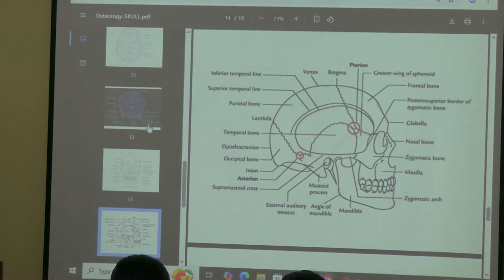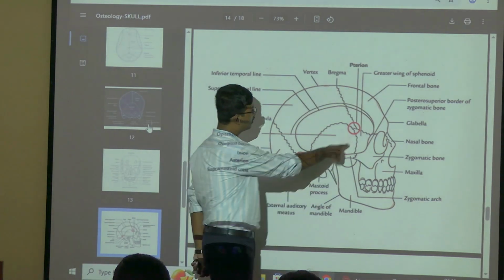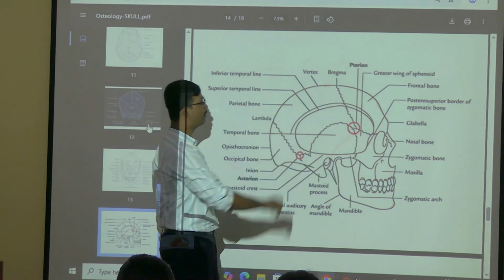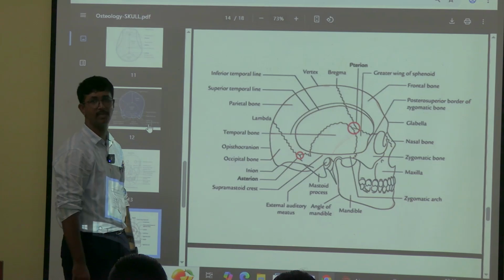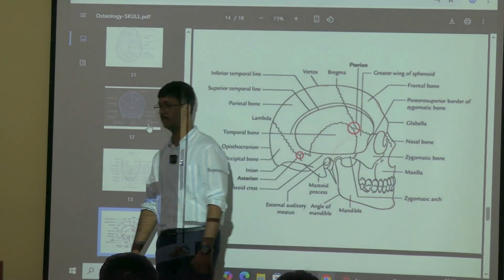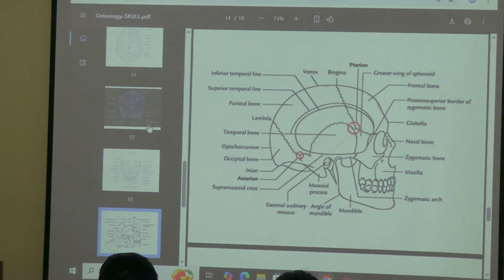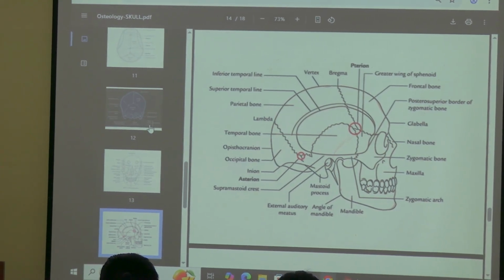This is your norma lateralis. You are viewing the skull from the lateral part. This is your pterion, where many bones join together. This pterion is very important because below it, one important structure passes, that is your middle cerebral artery. It passes below this pterion.